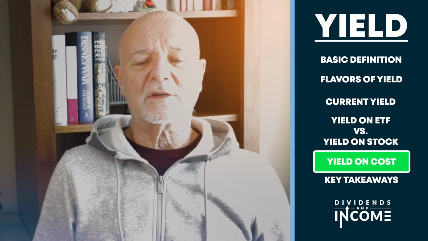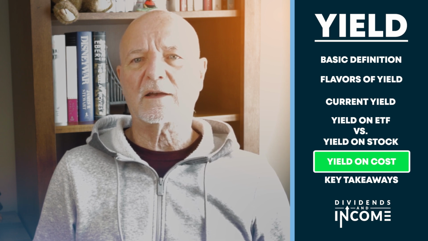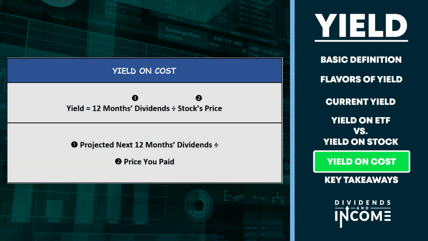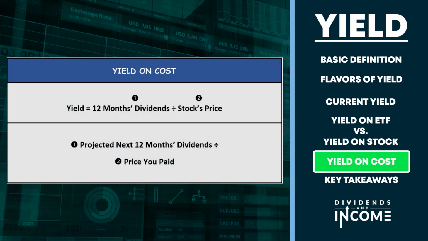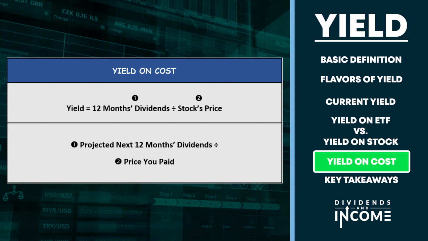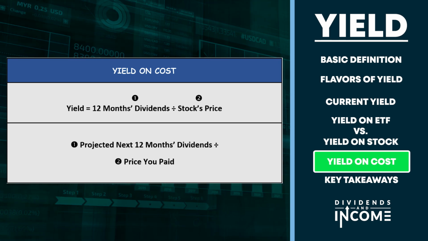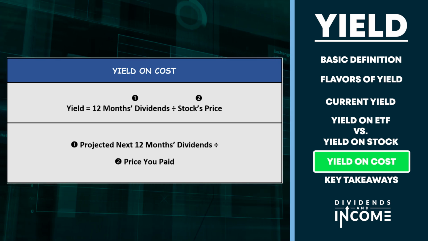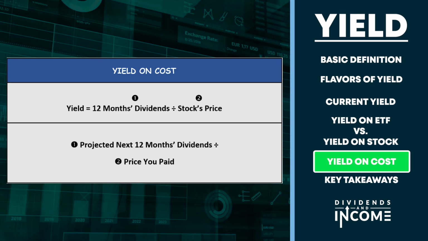The last flavor of yield that I want to tell you about is called yield on cost. Yield on cost is not something you look up because it's personal to you. It's the yield you are getting now based on what you paid for the stock when you bought it, whenever that was, 1 week ago, 10 years ago. Yield on cost starts with our standard formula, which is 12 months of dividends divided by the stock's price. For the 12 months of dividends, we use the projected next 12 months of dividends, as we did with stocks. But for the stock's price, we now use the price that you paid when you bought the stock.